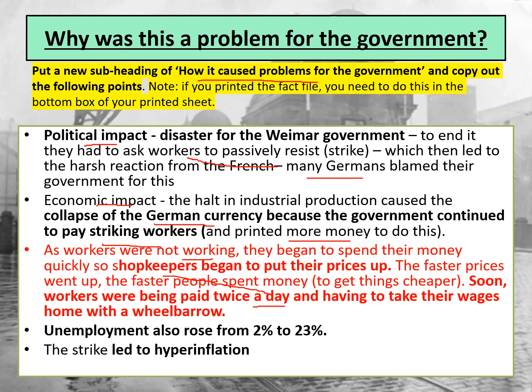So essentially, the economic impact is massive because it causes hyperinflation, which also caused quite high unemployment. So almost a quarter of people were unemployed by the end of 1923.